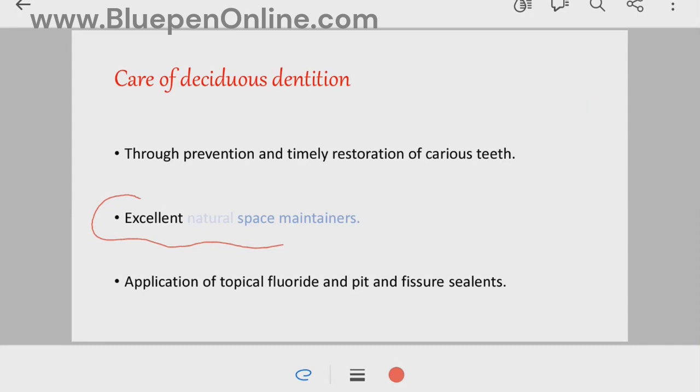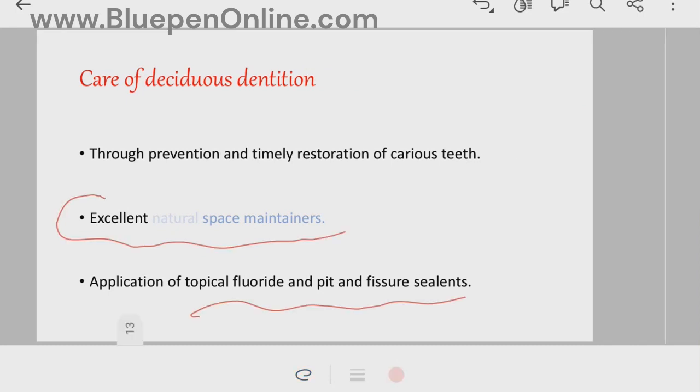So you have to put in all effort to make sure that there is no early loss of deciduous teeth, because they are the best space maintainer. You have to keep them there. If there is any caries, remove and restore it. If there is a chance of caries happening, you can put pit and fissure sealants there. Topical fluoride application can also be done. These are all done as preventive measures to prevent caries.